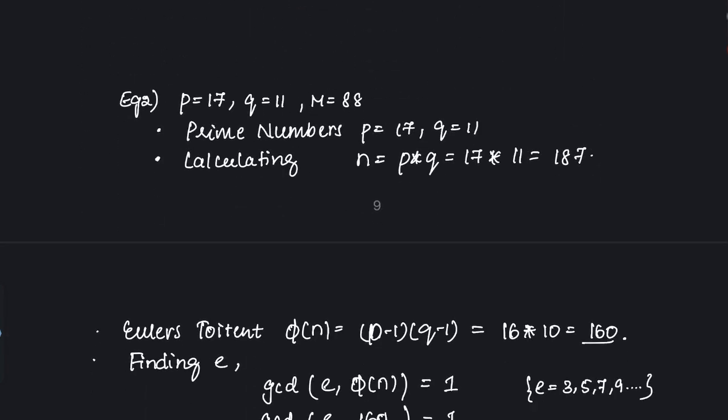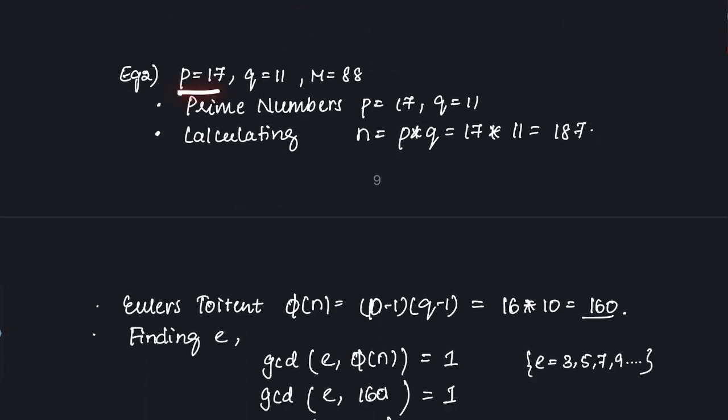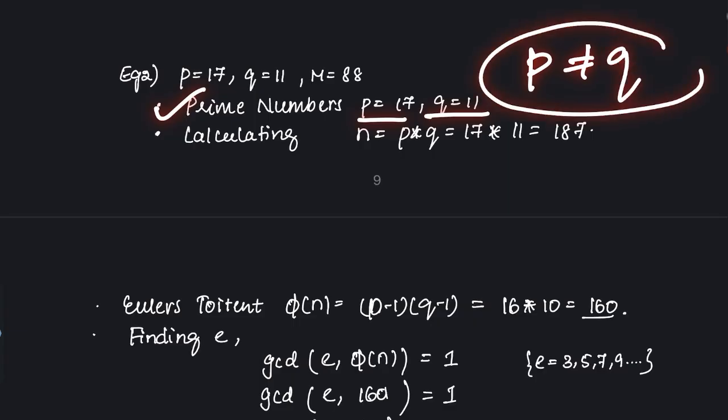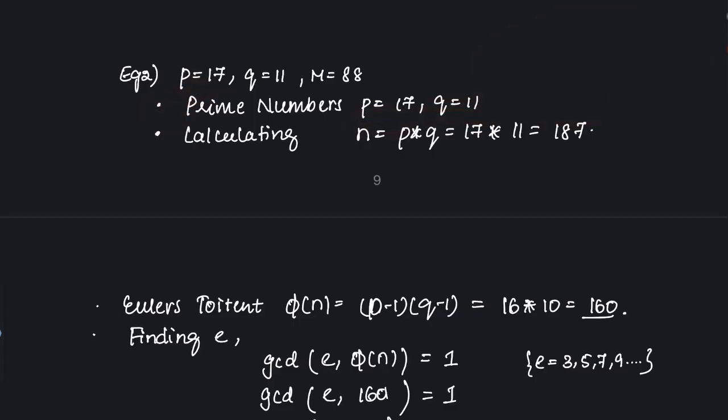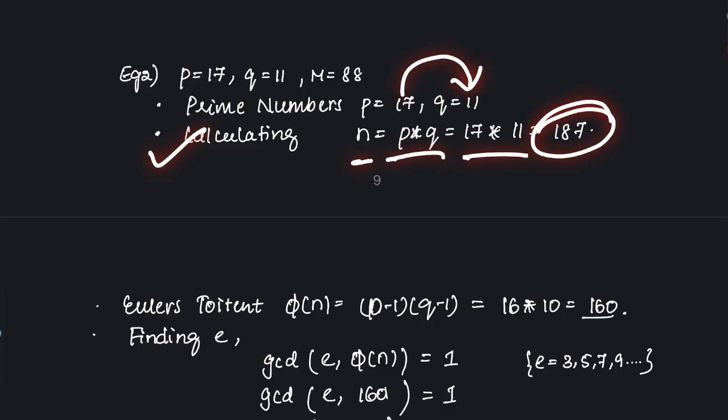Let's look into one more question here. So we have P is equal to 17 and Q is equal to 11, M is equal to 88. These are slightly larger prime numbers compared to the previous question. We have to check whether P is not equal to Q. Yes, this is correct. Then we have to calculate N. N is equal to the product of P and Q, 17 into 11. 17 into 11, I get 187.